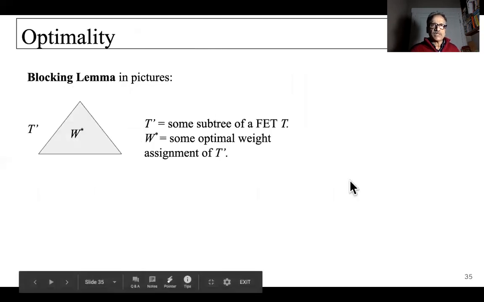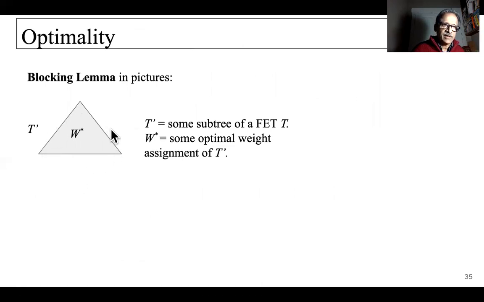So blocking lemma in pictures. So let's say here is a subtree of some FET, full embedded tree. So T prime is a subtree of that, for which somehow we have figured out an optimal weight assignment scheme, which is equivalently a tree summary of optimal size for T prime. Okay, so this is what we have so far.